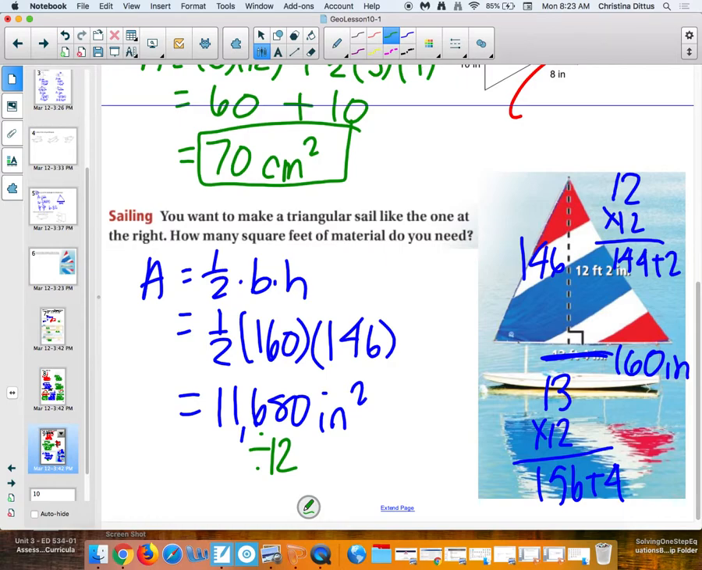970. Do long division. What did you say? It's 973.3. So I would need probably 974 feet of material, right?